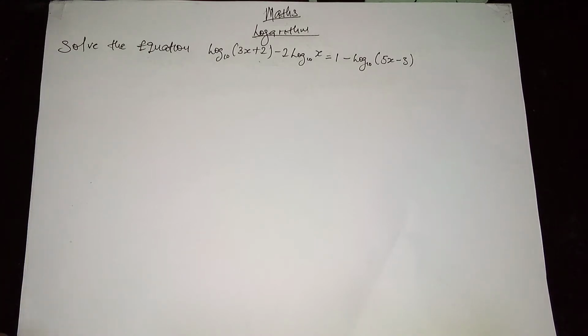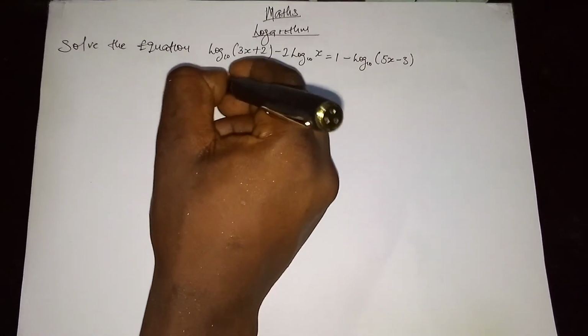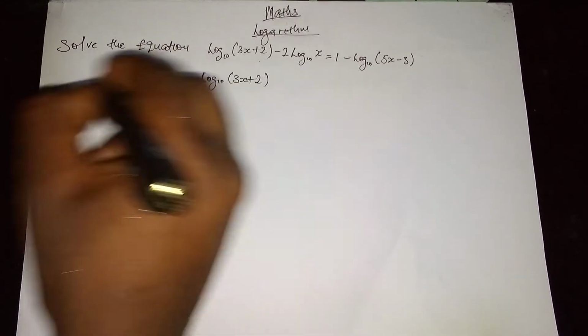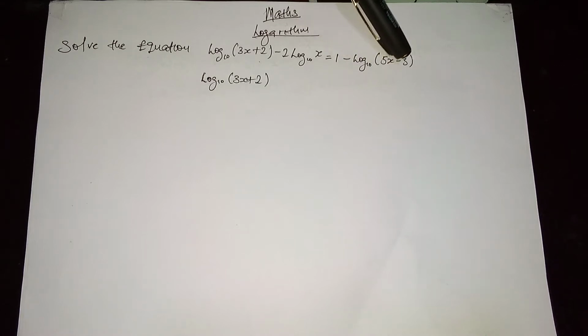Now I would like to collect like terms to make this work easier for us. We like to collect like terms, rearrange what we have here to make it more convenient for us. So if we do that, we have log to base 10 (3x plus 2). Now I'm going to take what I have here, crossing this equal to sign to the left hand side, and when it crosses this equal to sign, I have positive log to base 10 in bracket 5x minus 3.